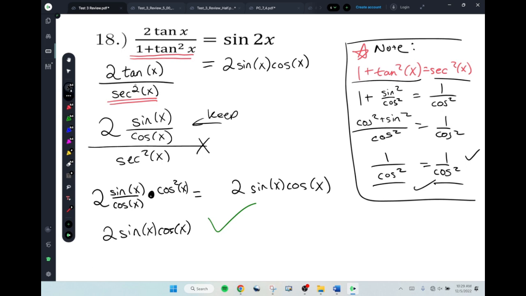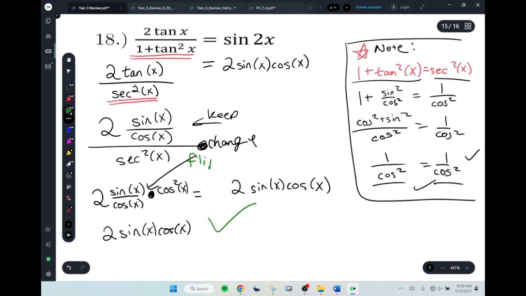Okay, if that is just wild, then goal number 2 would be to not mess with any of those formulas and just change tangent to sine over cosine immediately and work it out. Slowly. Very, very slowly. Oh, that's keep, change, flip. I'm changing division to multiplication. That went right there. And I flipped. Turns into cosine. And when you flip secant, you get cosine, right? Keep, change, flip.